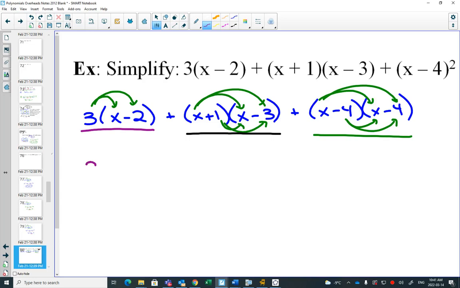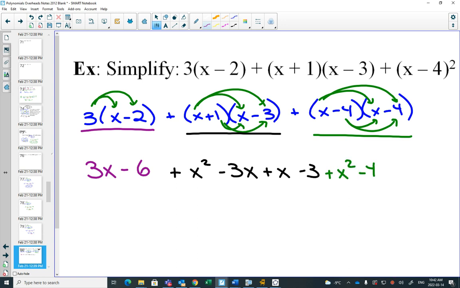When I multiply 3 times x, I get 3x. 3 times negative 2, negative 6. Then my black ones, x times x is x squared. x times negative 3, negative 3x. Plus 1x minus 3. And finally, in green, x squared minus 4x minus 4x plus 16. So this was the last question. I color-coded it so you could hopefully follow a little bit easier.